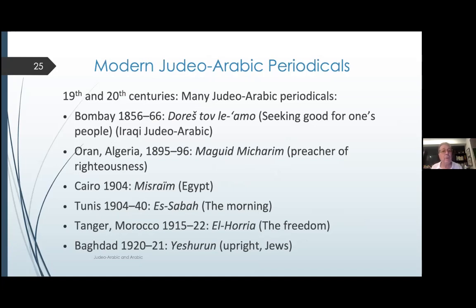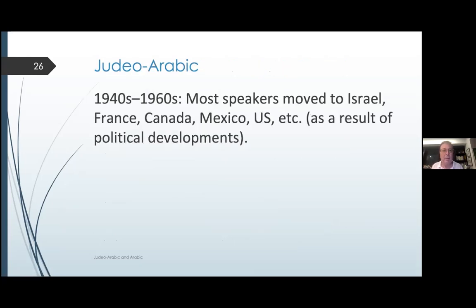If we look at periodicals in the 19th, the 20th century, we have in Bombay an interesting periodical in Iraqi Judeo-Arabic, connected again to migration. Iraqi Jews moving to India, in Algeria, in Cairo, we have the wonderful periodical Misraim, which helped me a lot in detecting stuff on Egyptian Judeo-Arabic. In Tunis, in Tanja, in Morocco, and of course in Baghdad, Yeshurun. So these are some periodicals that I mentioned.